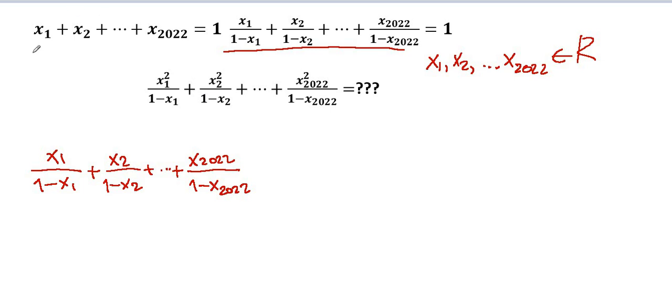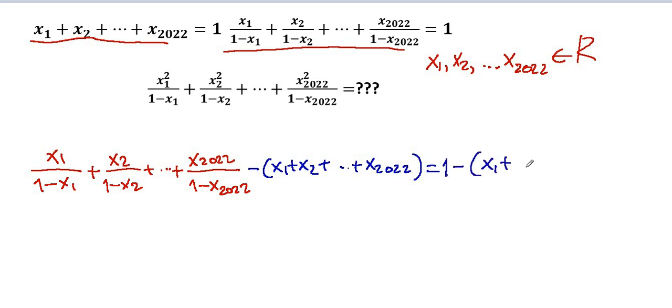Notice that using this expression, I can subtract from both sides of this equation x1 plus x2 plus and so on plus x2022. So if I subtract from both sides, I'll get minus x1 plus x2 plus and so on plus x2022, and as you can see, on the right hand side we have 1 and minus again x1 plus x2 plus and so on plus x2022. As you can see, we can easily cancel and nothing has changed here.